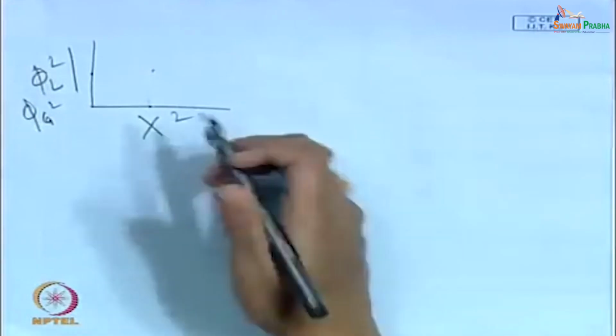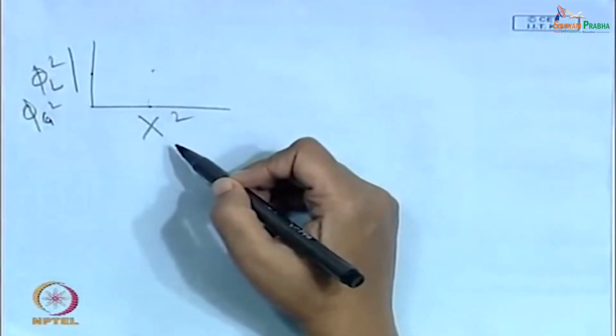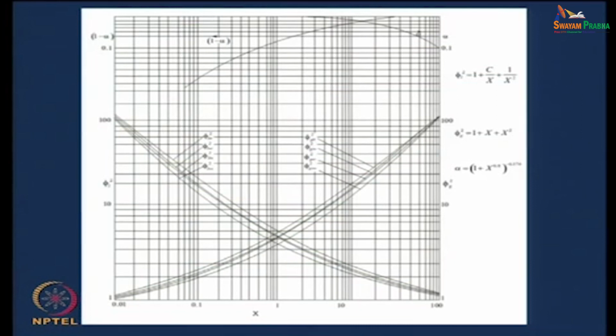So, the next attempts were made to correlate not phi L square and phi G square, but to correlate phi L square or phi G square with X square, where X square is known as the Lockhart-Martinelli parameter. Agreed. So, the graphical correlation I already have, this is the graphical correlation. If you see, this correlates phi L square, this should be X square actually, this correlates phi L square with X square, these are the graphs here.